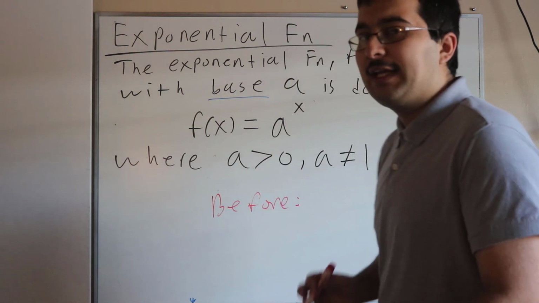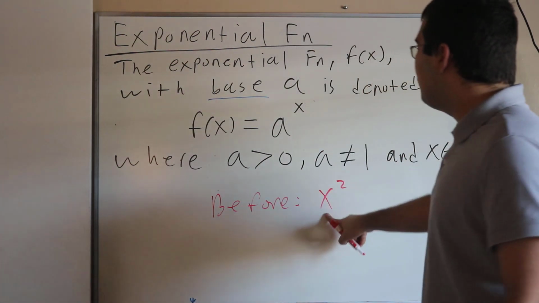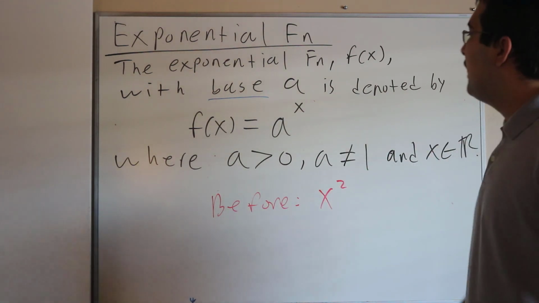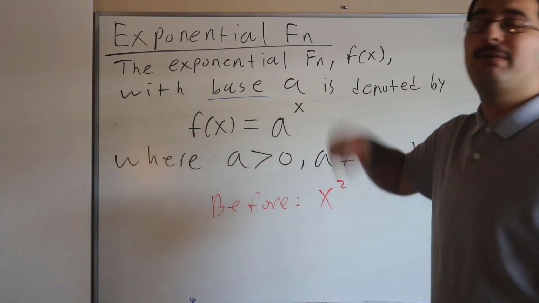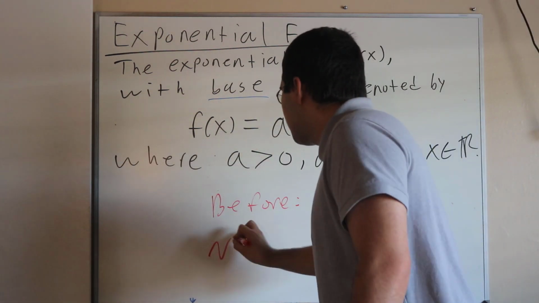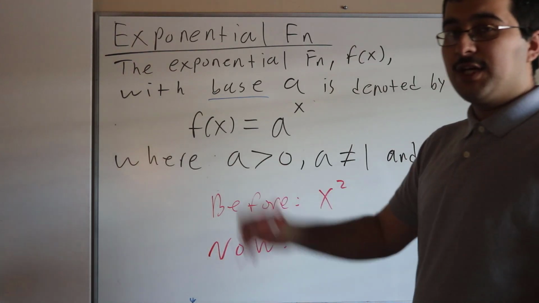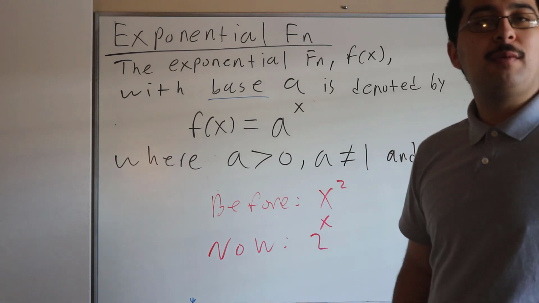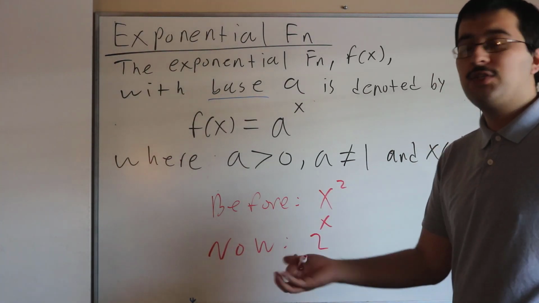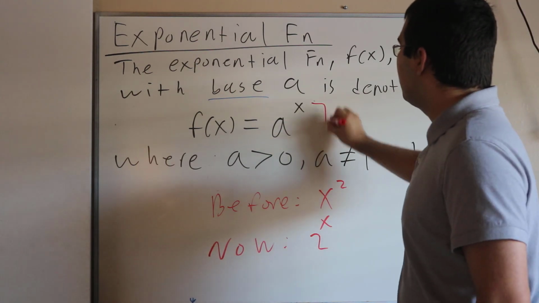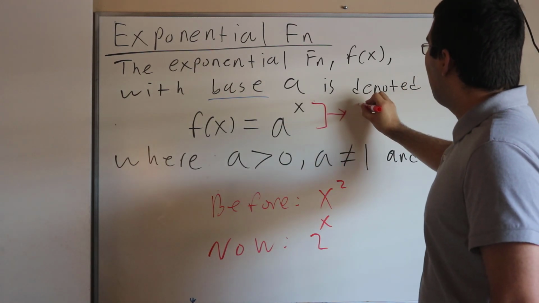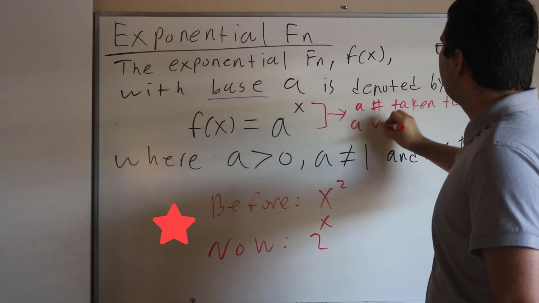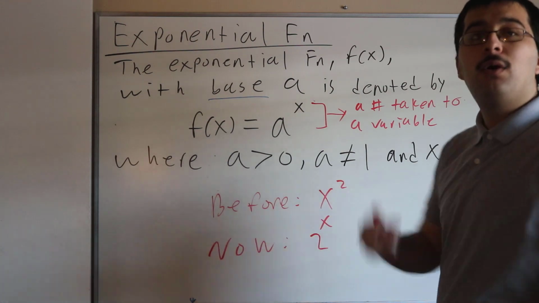before we would have dealt with something like this. x squared, so a variable taken to a number power. For exponential functions, we're just changing the script. Instead, we're going to have a number taken to a variable power, alright? So in other words, now, for today's lecture at the very least, what we'll see is something like 2 to the power of x. Alright? So that's the main idea behind these exponential functions, is just changing the script. So again, all it really is a number taken to a variable power. The variable is now our exponent.